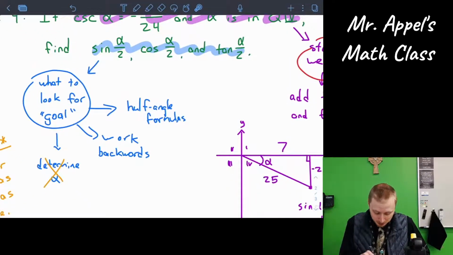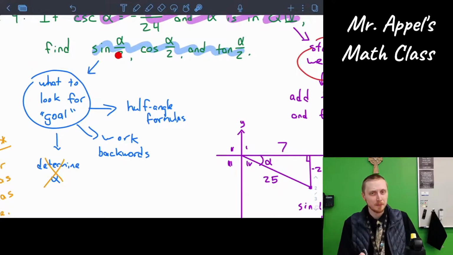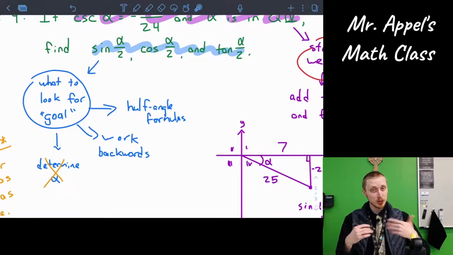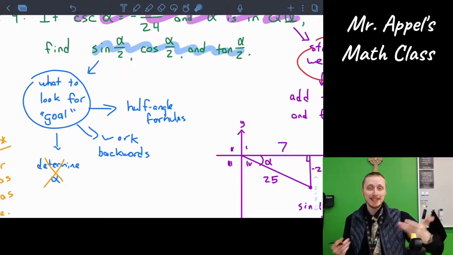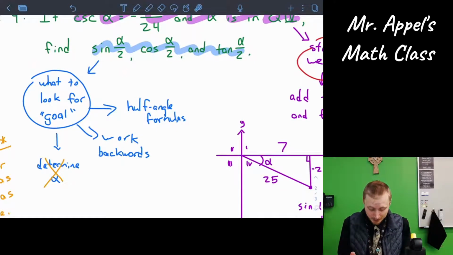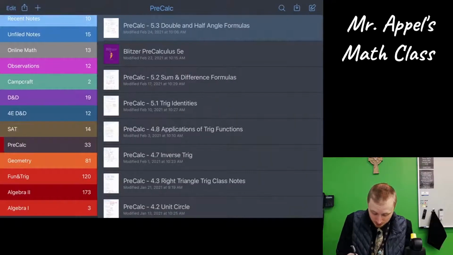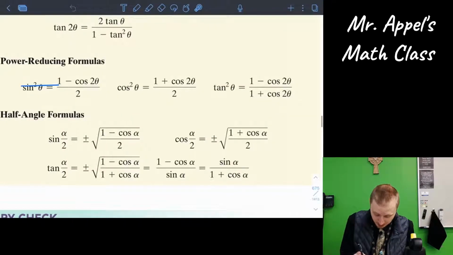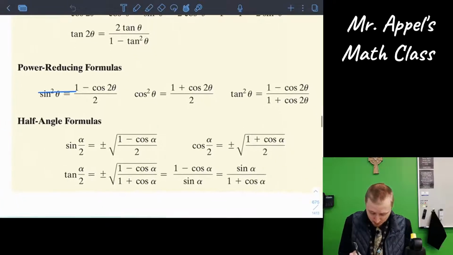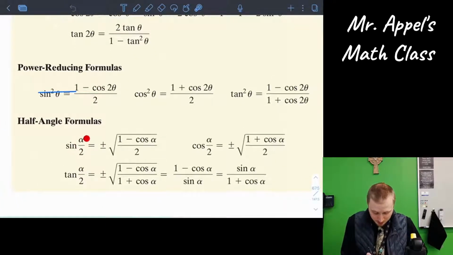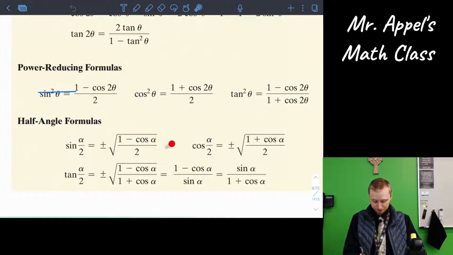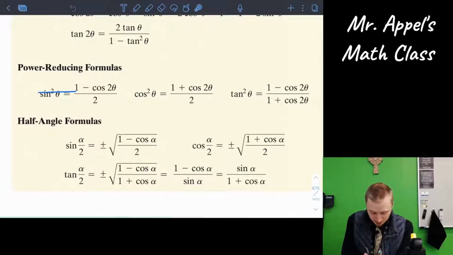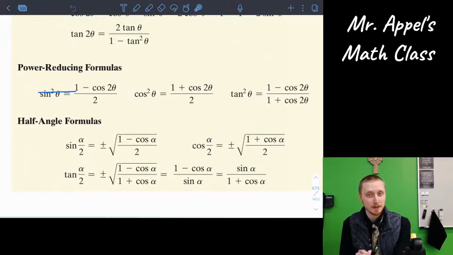So my work backwards is going to be, well, I know I need alpha over 2. So let's look at those half angle formulas to determine specifically what I need to fulfill that. Half angle formulas, sine, cosine, and tangent. Where were they? Because I haven't memorized them. I want sine of alpha over 2. Okay, so I'm going to need this. I'm going to need square root of 1 over 2. That's not a problem. What I need then, relating back to alpha, is the cosine of alpha.